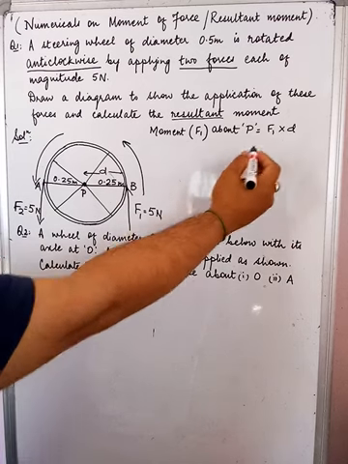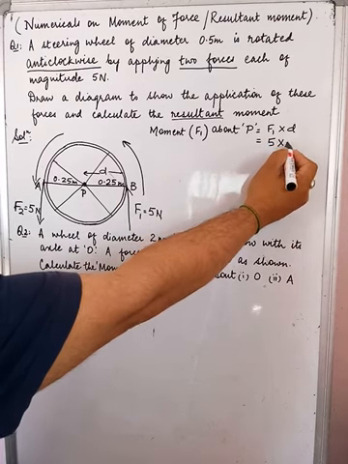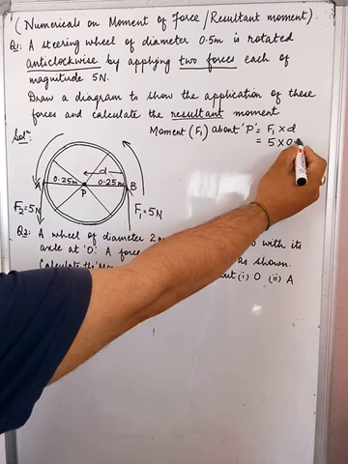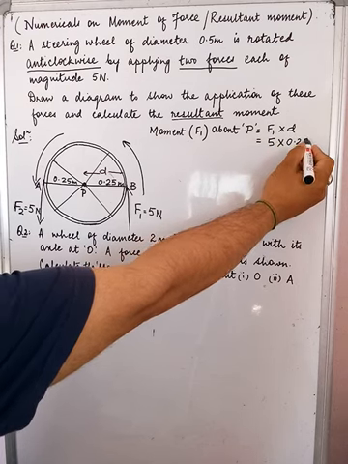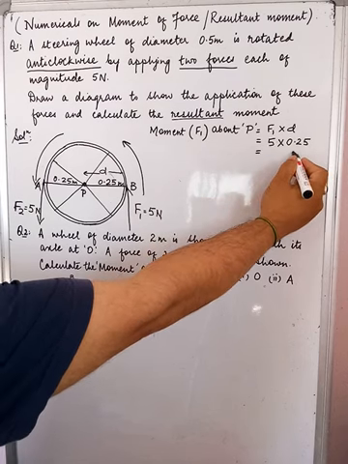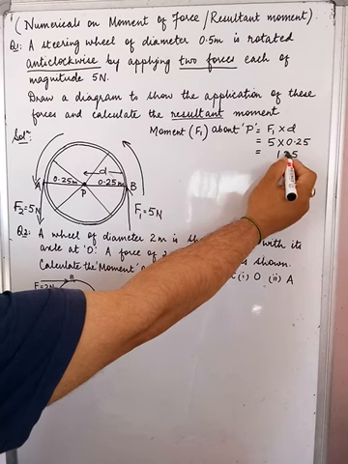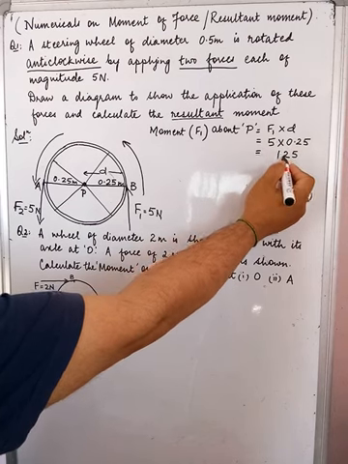When we put the values, the force value is 5 and the distance is 0.25. When you calculate this, this comes out to be: 5 5s are 25, carry 2, 5 2s are 10 and 2 is 12, and 2 places of decimal.